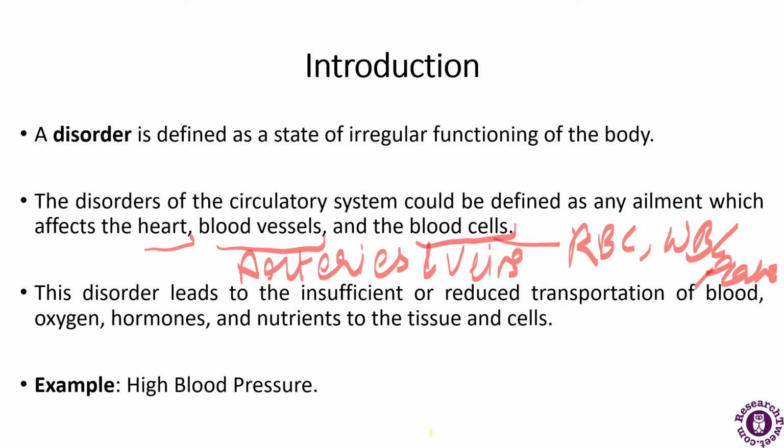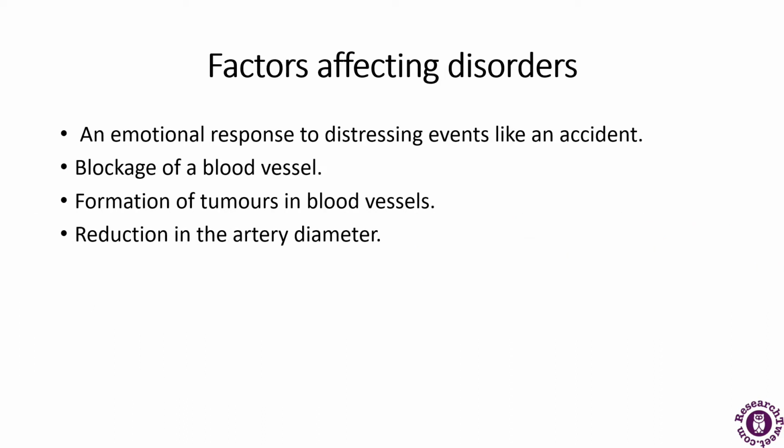Now, the factors that affect the circulatory system or cause its disorders. It includes an emotional response to distressing events like an accident. An emotional response or distressing event may lead to a disorder of the circulatory system. It may lead to a heart attack or something. Then blockage of the blood vessels, which can also lead to a heart attack.